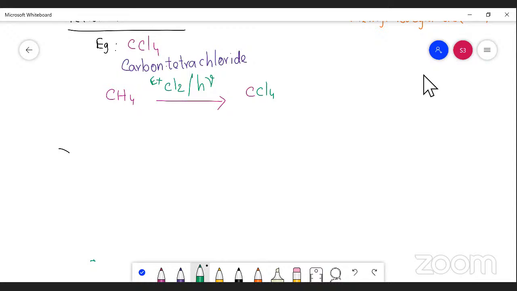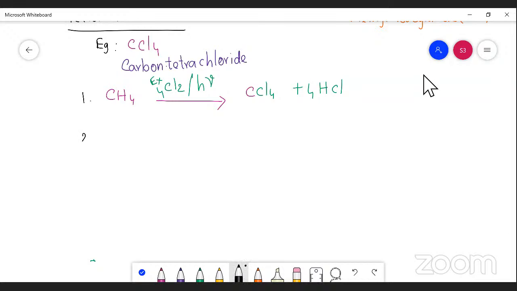Carbon tetrachloride and 4 molecules of HCl. The hydrogen from methane is removed as HCl, so 4 and 4; 4 molecules of chlorine are utilized here. So carbon tetrachloride is prepared this way. It is the first method of preparation. Now we may take the second one.